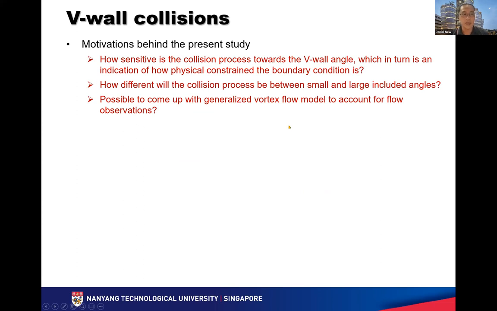So these are the motivations behind the study, behind the V-wall collision. We want to find out just how sensitive the collision process is towards the V-wall angle, what's going to happen if the V-wall angle is large, what's going to happen if it is small. And once again, because we are very much interested in the vortical flow model, we're wondering, are we able to come up with a generalized vortex flow model again for V-wall collisions?